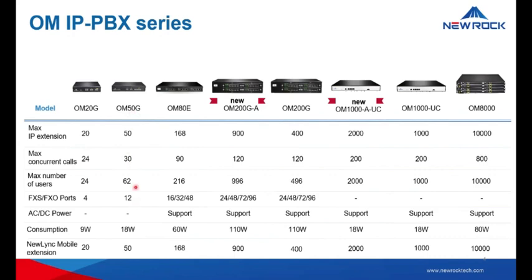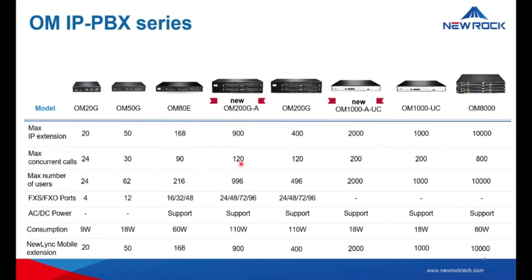And of course, OM80E, if we require more than 200, the maximum concurrent call is 90, so we do support that for our OM80E. For requirements that are below 1,000 but could be more than 400, we do offer our OM200G. That is a maximum of 496 users. And if you want to double that size, we have our new OM200G-A. Maximum number of users is 996 with a maximum concurrent call of also 120.